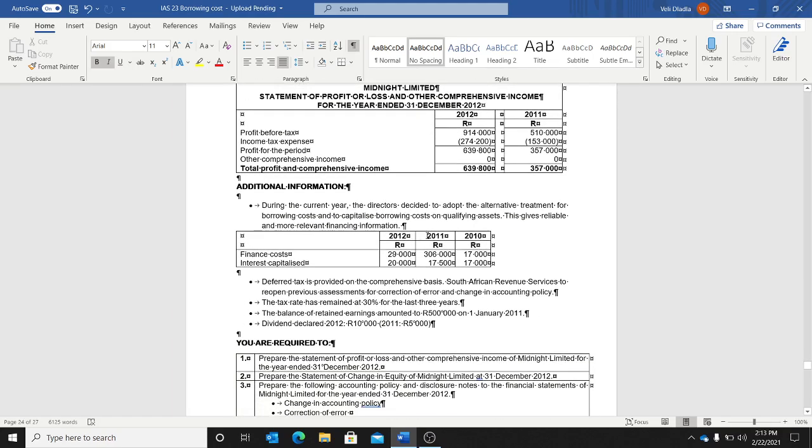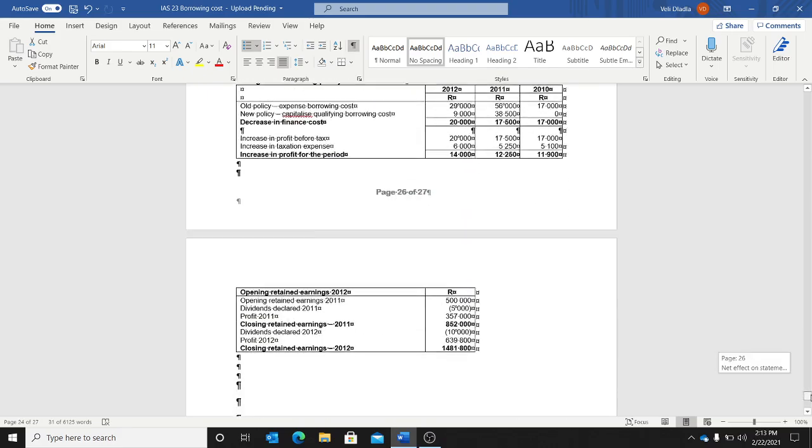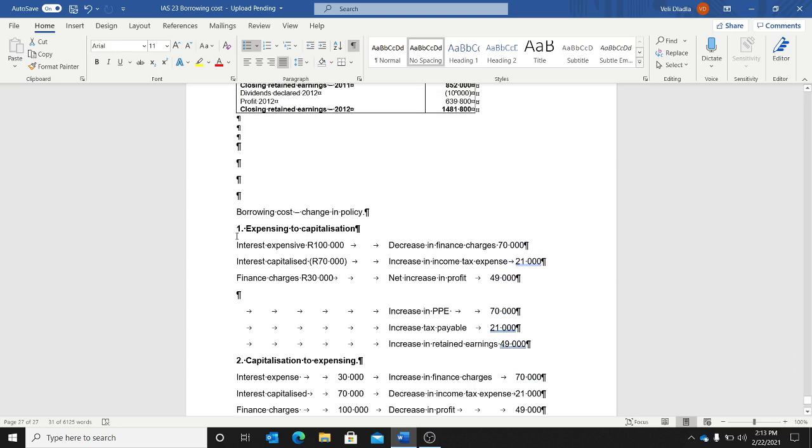Now let's look at this one. It says during the year the directors adopt an alternative for borrowing cost, to capitalize borrowing cost. So now here you were expensing, you want to now capitalize. So here's the direction. Finance charges must decrease. There must be an increase in tax and net, and then increase in PPE, increase in tax payable, that's the direction it will take. It will always go like that.